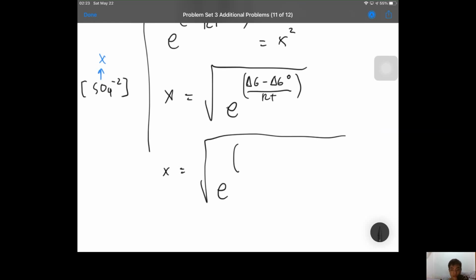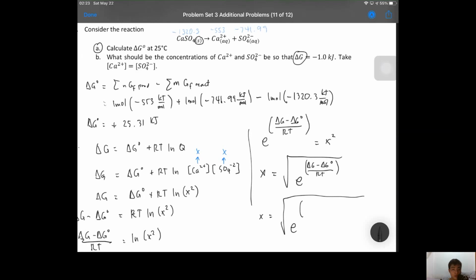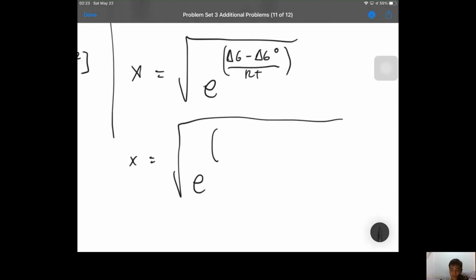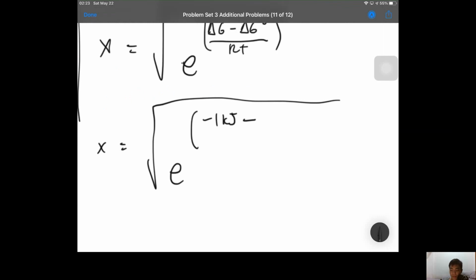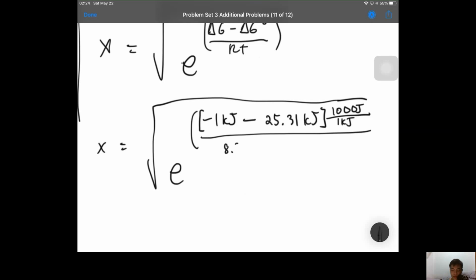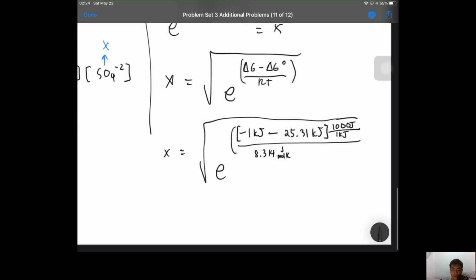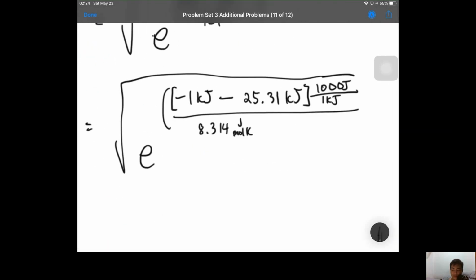Delta G is, sabi sa problem, negative 1 kilojoule. Minus yung delta G naught natin, which is 25.31. Okay. By the way, we should convert it into joule only. So 1 kJ, 1,000 joule. Take note of that. Bakit kailangan i-convert? Kasi yung R natin ay naka-joule lang. And the temperature, it's 25 degrees Celsius.